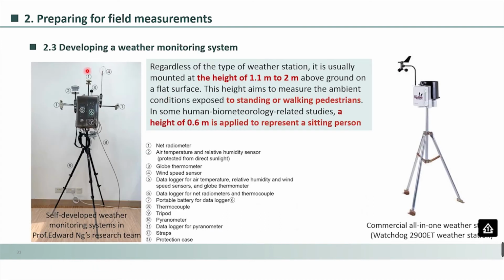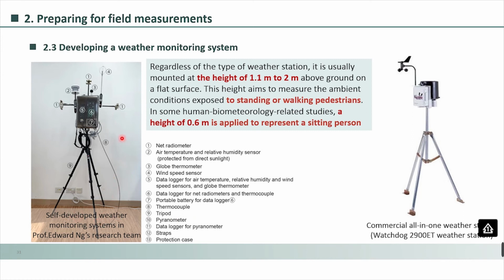So the next step is to develop a weather monitoring system. There are mainly two approaches. One is using the commercial all-in-one weather station. For example, this is the Watchdog weather station. But I have to say it may not meet your requirement. So you need to use a self-developed weather monitoring system.